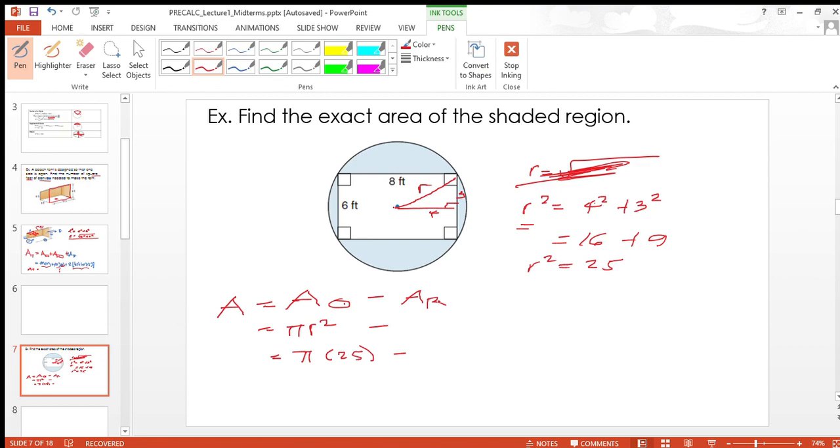The area of the rectangle. Area of a rectangle is length times width, or base times height. So that will now be 8 feet times 6 feet. So this is square feet then, no? That's square feet, and then this is also square feet. 6 times 8 is 48. Then you can already find the total area by computing that value.